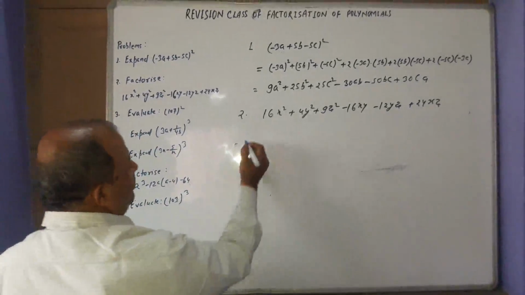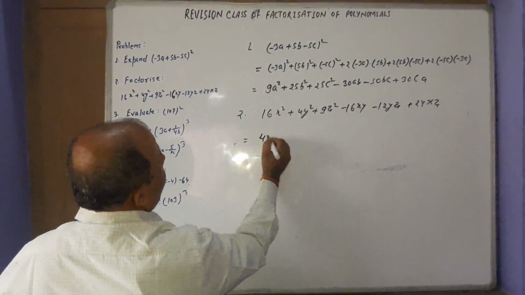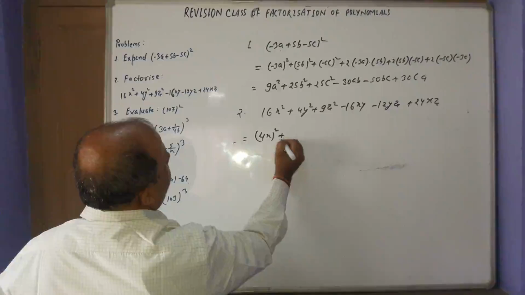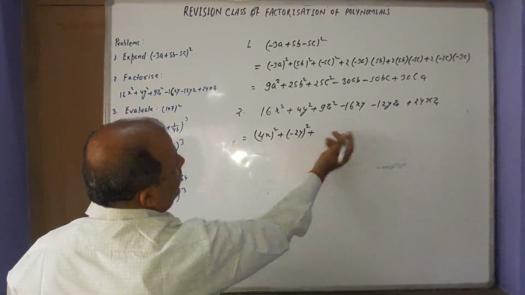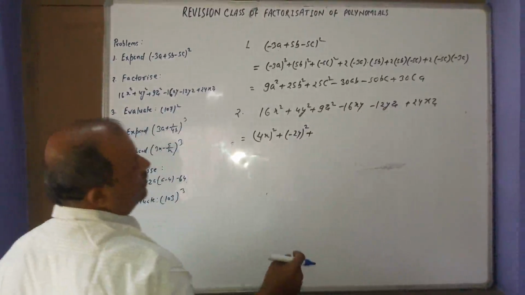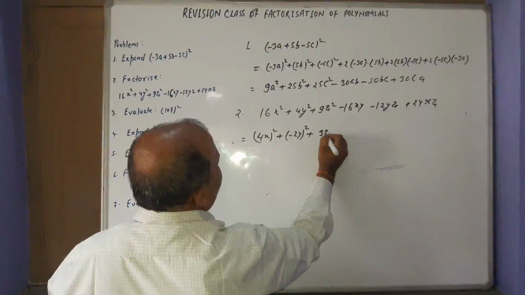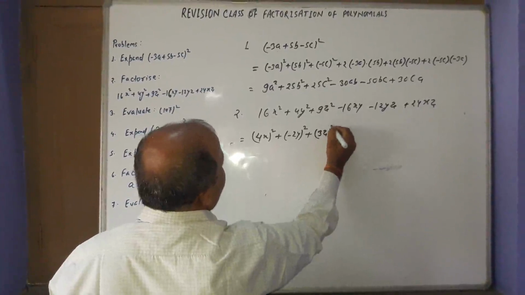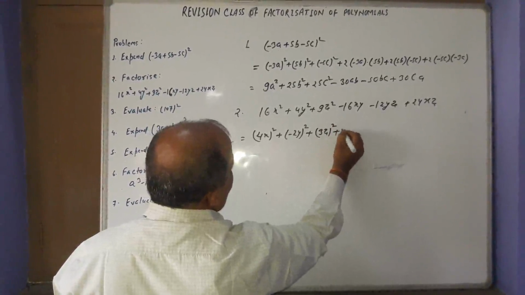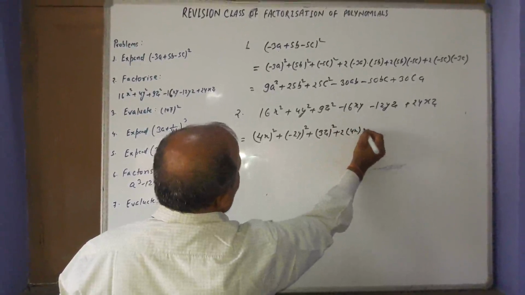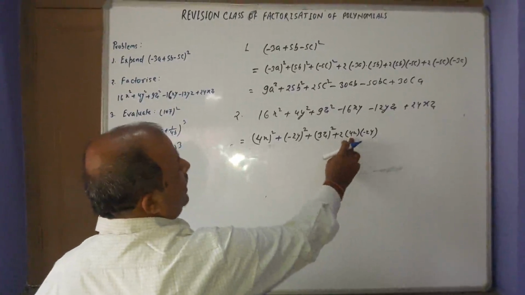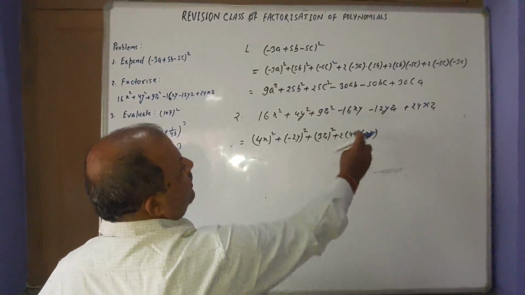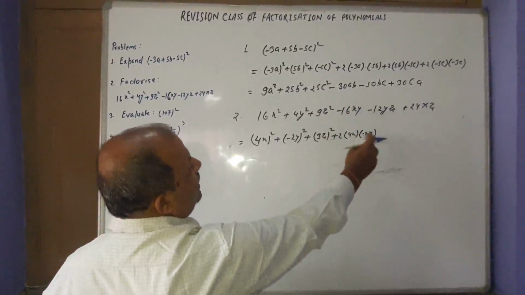See here how it will be. This will be the square of 4x. This will be the square of -2y because y is common in both of them. This will be the square of 3z and then plus 2 into 4x into -2y. 2ab: 4 twos are 8, 8 twos are 16, plus minus minus xy.